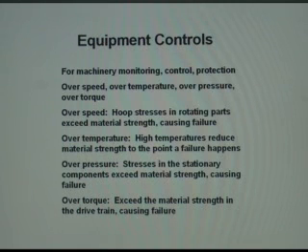And over torque will exceed the material strength of the drivetrain, which could cause a failure at any location within the drivetrain, either inside a piece of machinery or between machines if it turns out that the coupling is the part that's going to fail.